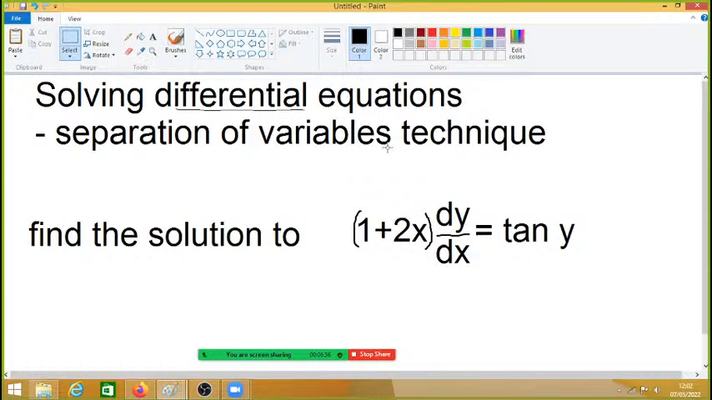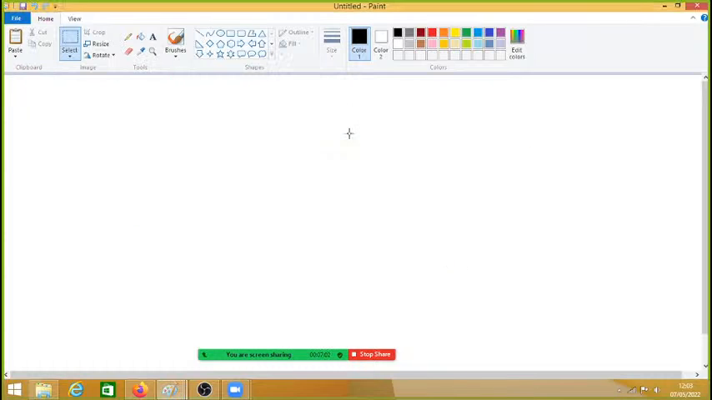Separation of variables. What it means is that we just have to try to get all the different letters on their own separate side. If you think the equation's got a left-hand side and a right-hand side, we just want to separate it, so all the x's are on one side and all the y's are on another side. So let's try that.